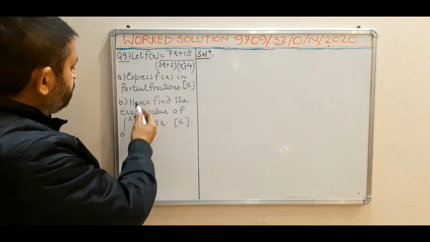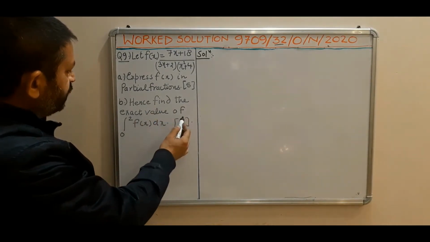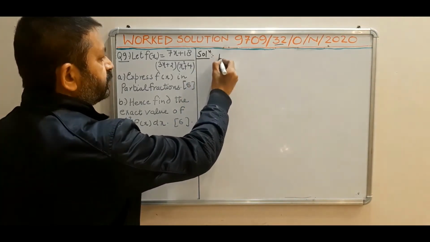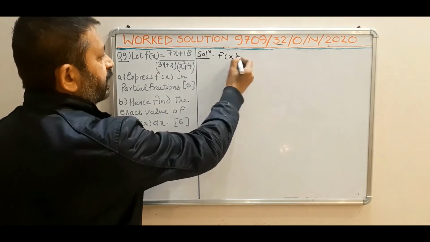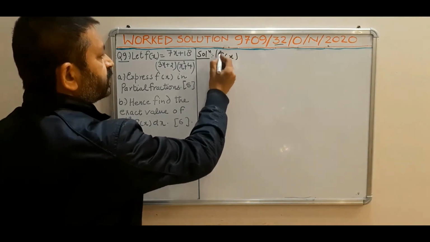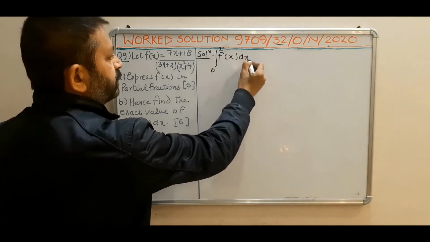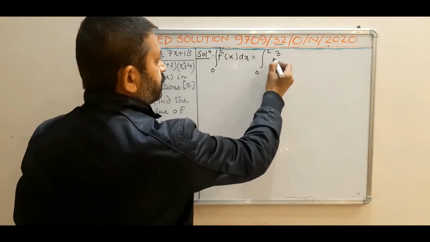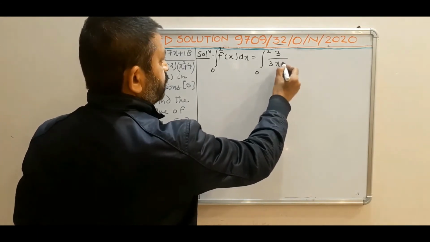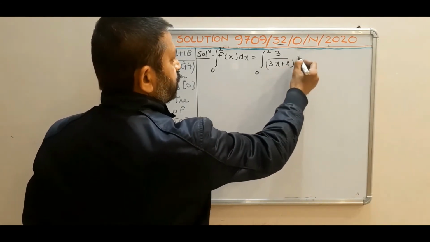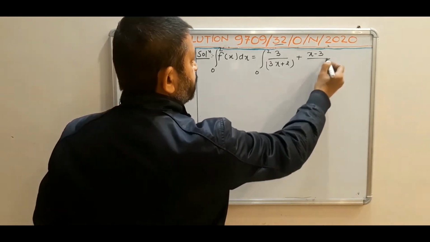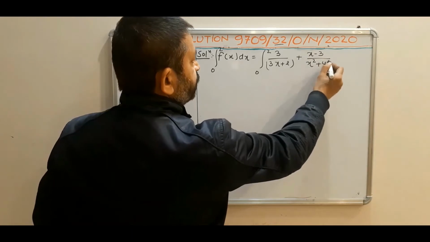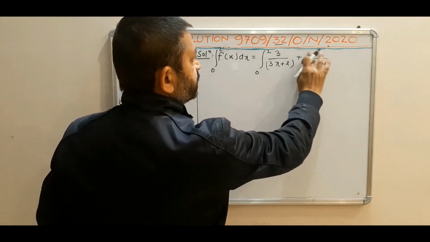Question number 9, part B. Hence find the exact value of this integral. So we have already calculated f(x) as, so I'm just finding its integral, 3 upon 3x + 2 plus (x minus 3) upon x² + 4. Sorry, I think it is 3 minus x.